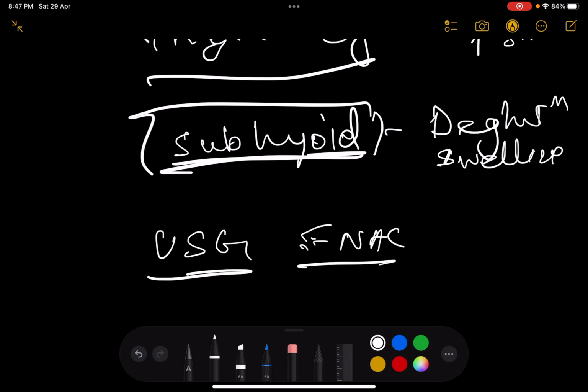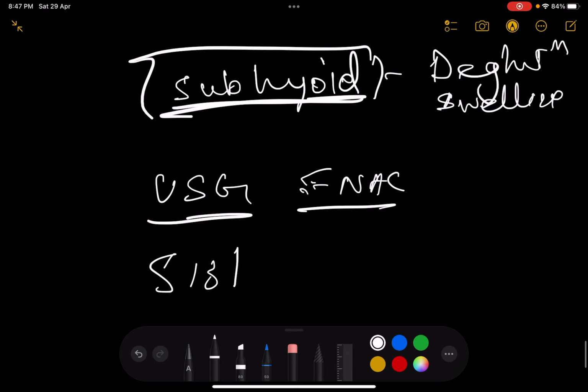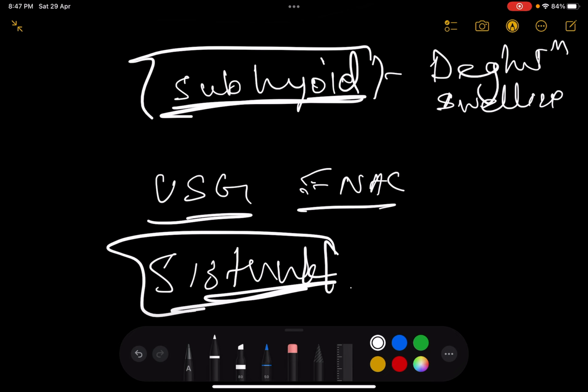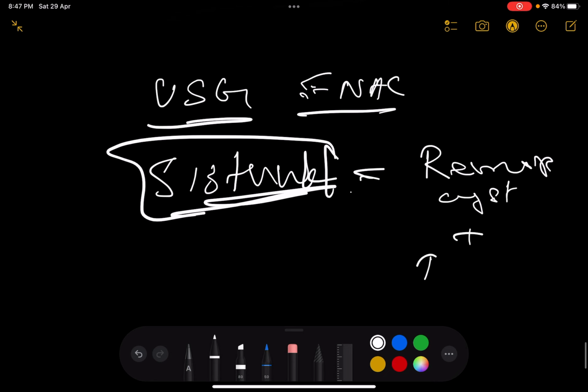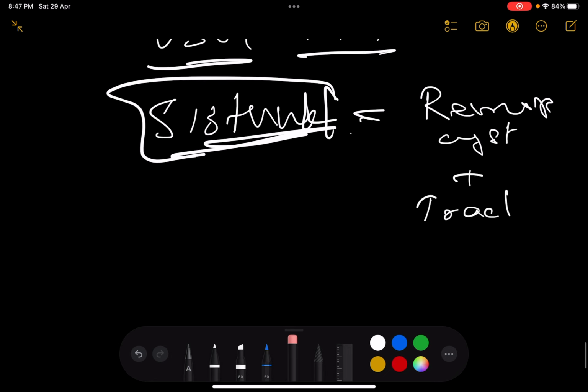And then you do a very important procedure called the Sistrunk procedure. Very, very important. The Sistrunk procedure is so important because you remove the entire thyroglossal tract. You remove the cyst, you remove the tract, and you also remove the important central part of the hyoid bone. You remove the central hyoid.